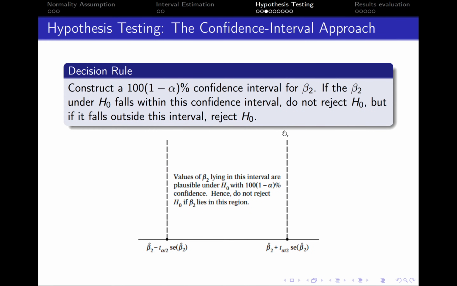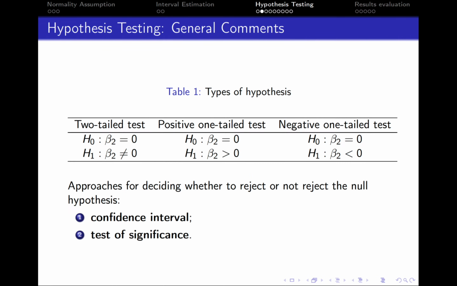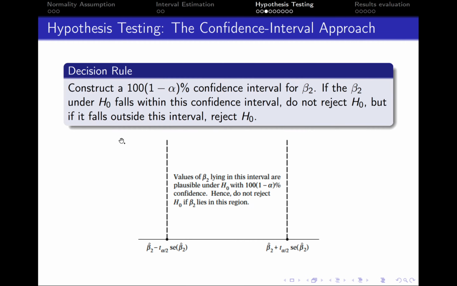After we've constructed the confidence interval, we need to see whether the hypothetical beta 2 under the null hypothesis, like in my case, the value of 0, this is the hypothetical value that I've chosen for the null hypothesis, falls within the confidence interval. If it does fall within the confidence interval, then we do not reject the null hypothesis. However, if it is outside of the confidence interval, lower than its lower bound, higher than its higher bound, then we reject the null hypothesis.